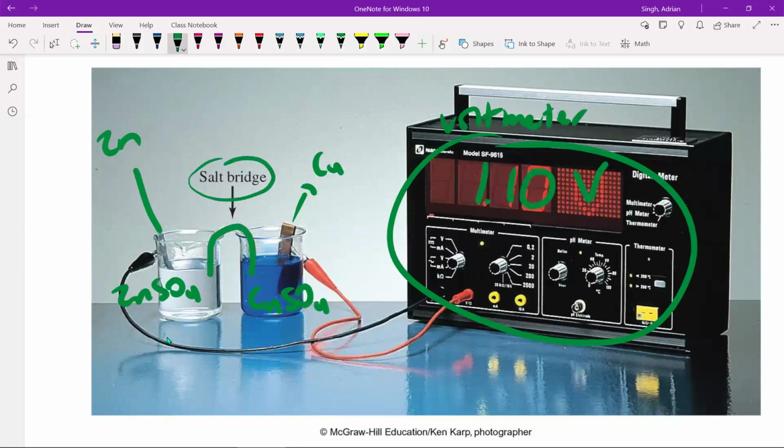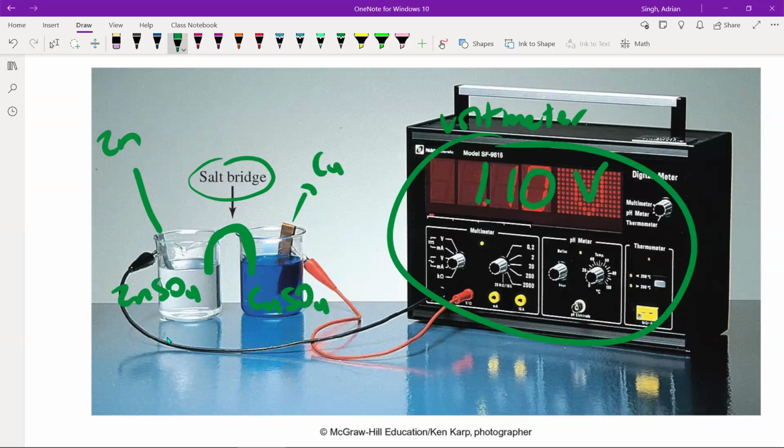What you will also notice here is that there's this thing called a salt bridge that is in contact with both of these solutions. And what this does is it allows ions to flow to complete that electrical circuit. So electrons flow through the external wire, but we still need to ensure that the cations and the anions in those solutions are able to flow from one half cell to the other.